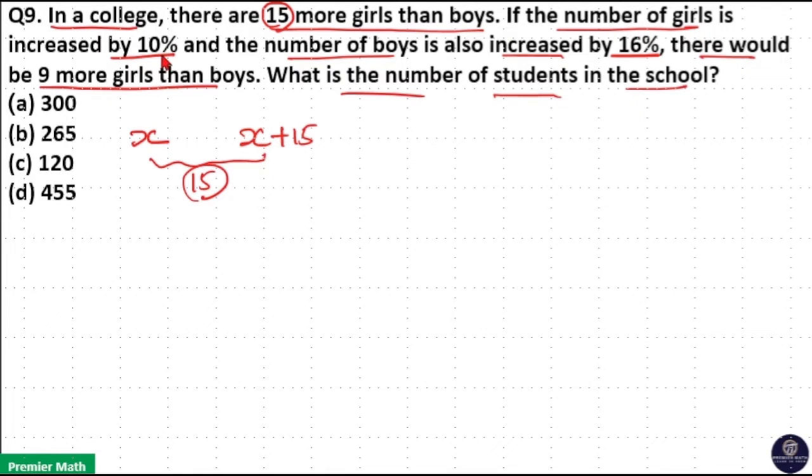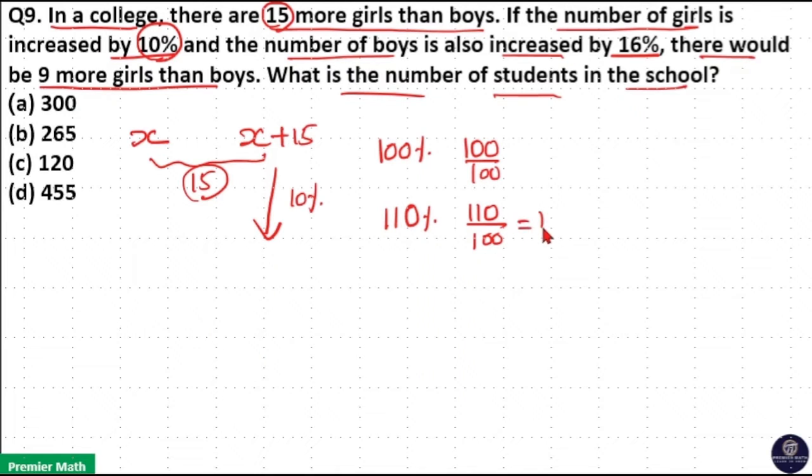If the number of girls is increased by 10%, means this x plus 15 is increased by 10%. If a thing is increased by 10%, that will become 1.1 times the older one. That is, initially there are 100% girls. 100% means 100 by 100. And finally it is increased by 10%, it will become 110%. That means 110 by 100. 110 by 100 is 1.1. So write it 1.1 times x plus 15.